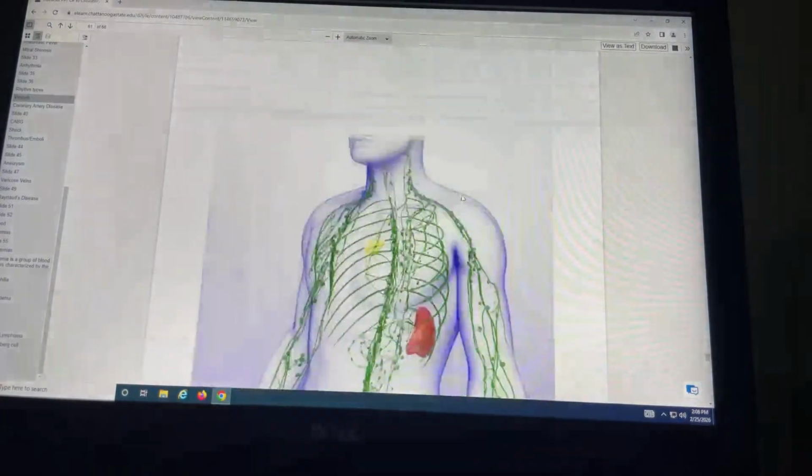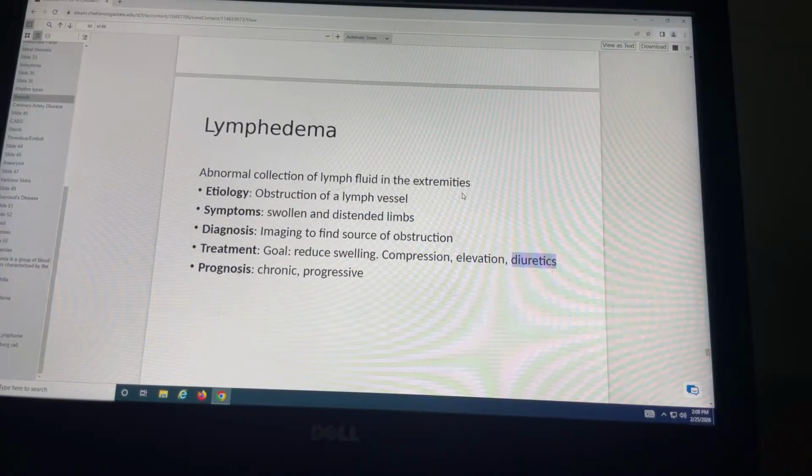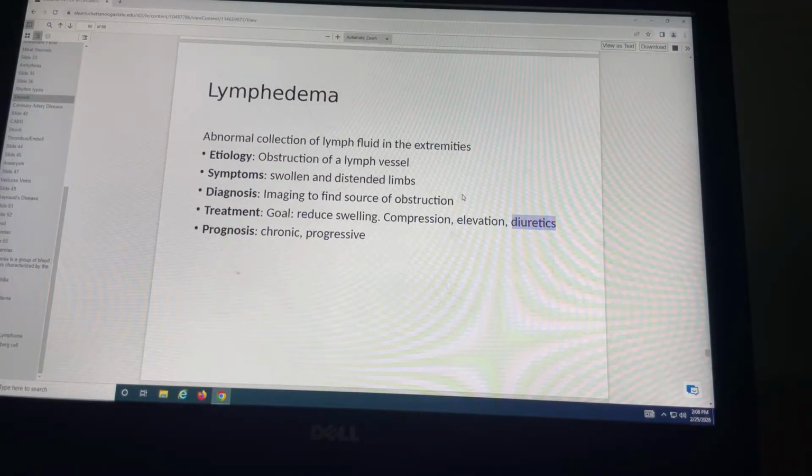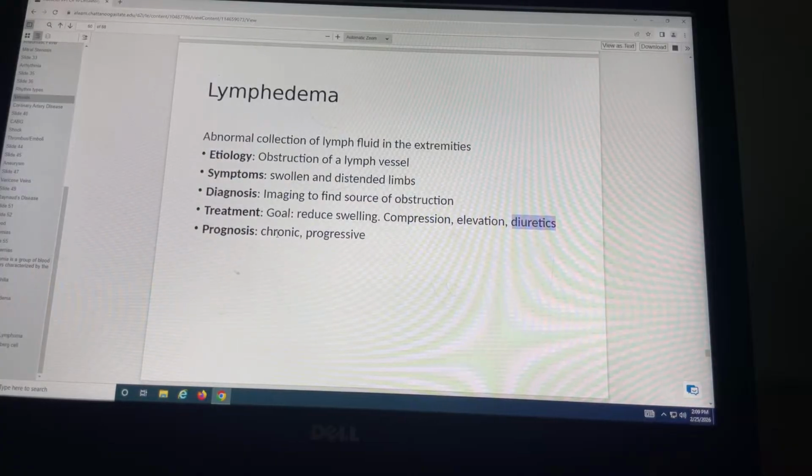I'm going to go back to where it says treatment. That's what I was going to say, what do they do besides that, because what if that's not helping? They can't do much else. That's why it's chronic and progressive. But you can't die, like. No, it's not life-threatening. It's just uncomfortable and obnoxious to have that, you know.